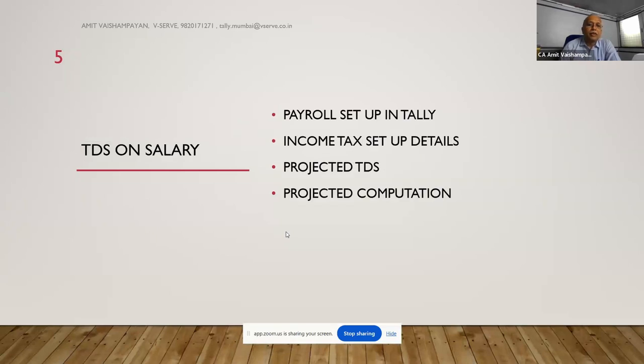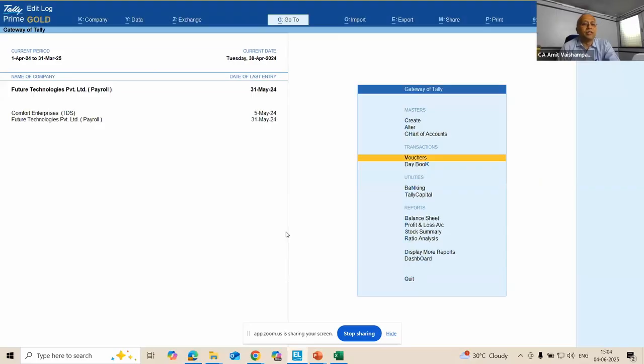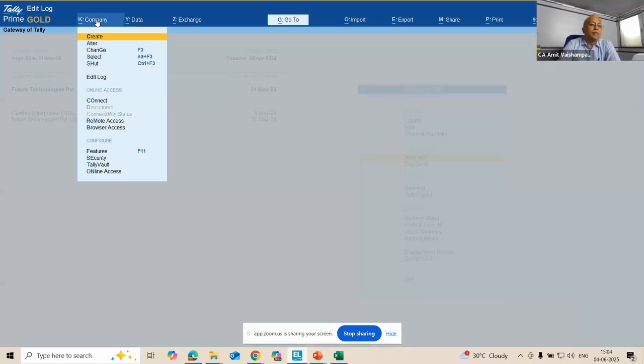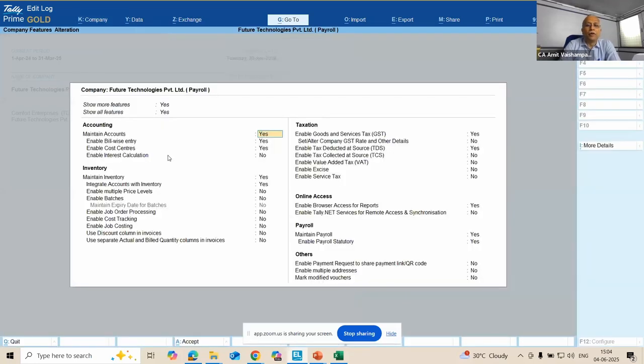So we begin with TDS for salary. I don't know how many of you have actually seen Tally and payroll, using Tally for payroll. Tally is now capable of catering to multiple requirements. One of the requirements of the business is also payroll, and Tally is very much capable of taking that capability as well. What is required to be done is, when you create a company, you have to go to features and enable the payroll features.